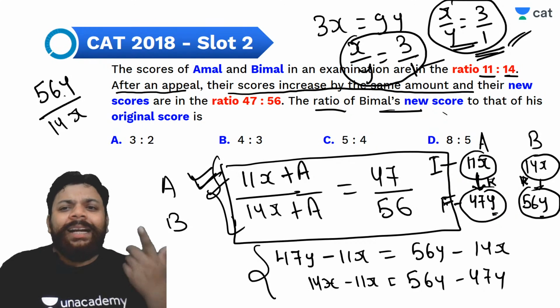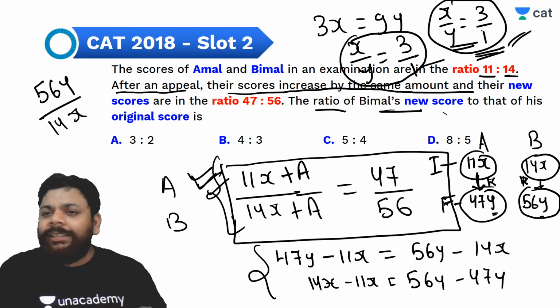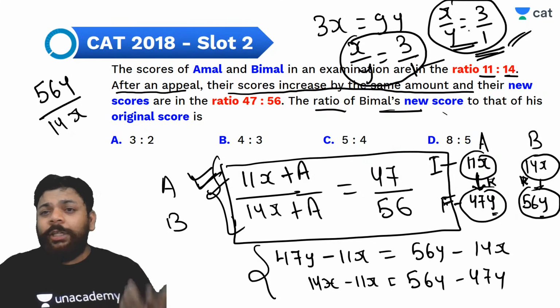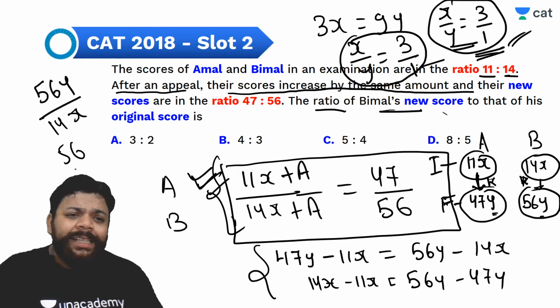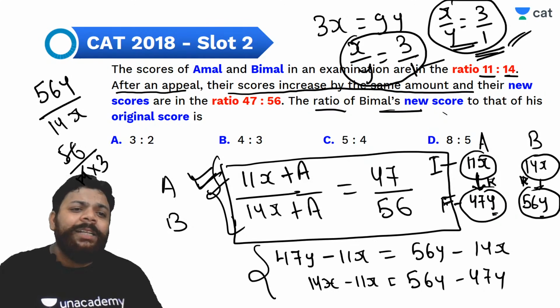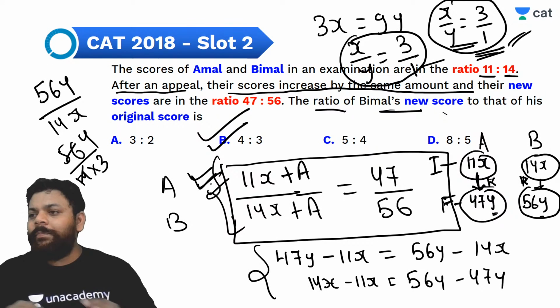So can I say that y by x is going to be, since x by y is 3:1, so y by x is going to be 1:3. So what we can do is 56 divided by 14 into 3, and if I cancel it by 14 you will get 4, and that's the reason answer is option number B.